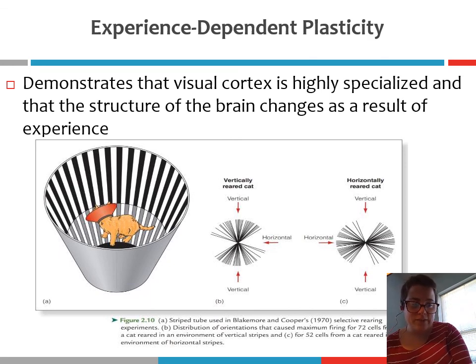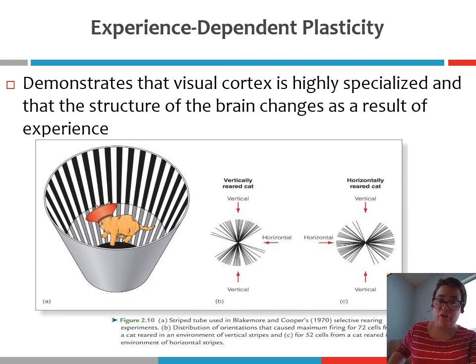So what this diagram shows is the orientations or the visual stimuli that showed maximal firing. It looked at 75 individual neurons in the visual cortex in one of the graphs and 53 in the other graph, right? And again, it shows that vertically reared cats only showed maximal neural firing when they were exposed to vertical bars, and horizontally reared cats only showed maximal firing in their visual cortex when they saw horizontal bars, right?